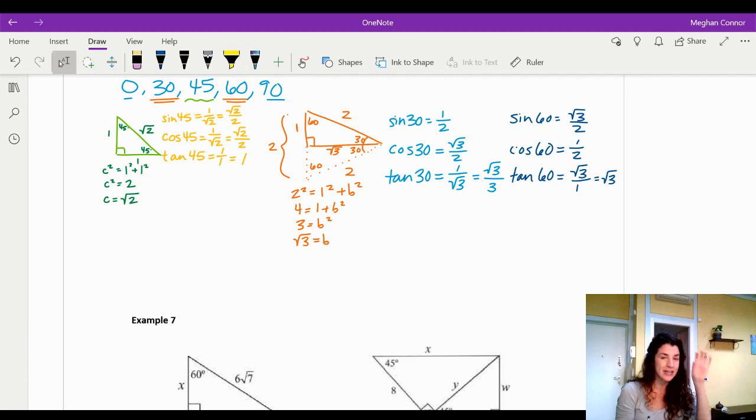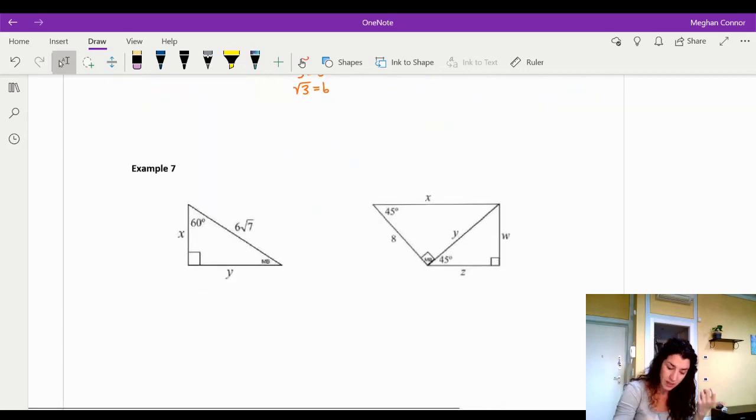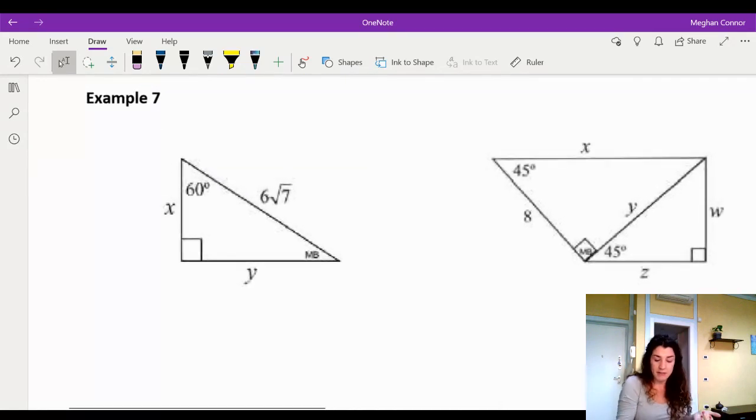The key word here is exact. If you're asked for exact, you cannot give a decimal. You have to know these ratios. Again, I couldn't find any IB problems that involved this, but this is in your book and your book asks you to know it. And so I just wanted to throw it out there for you guys to know.